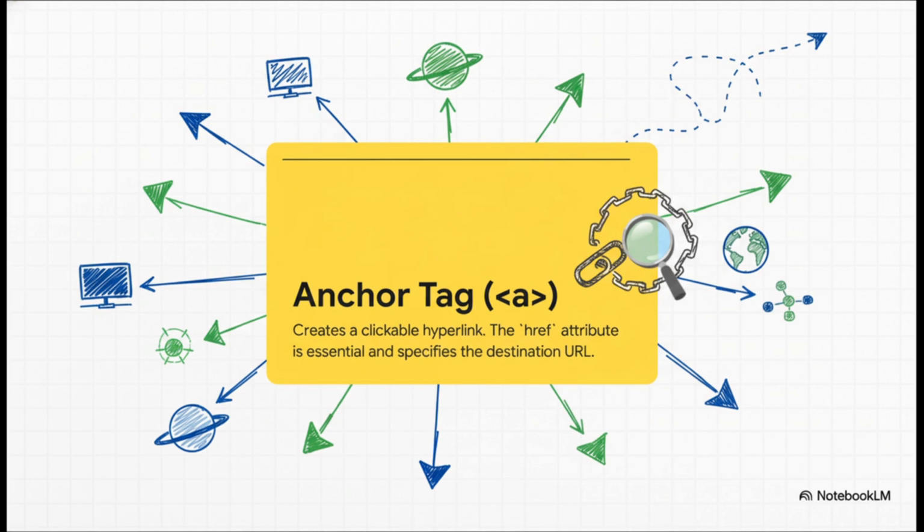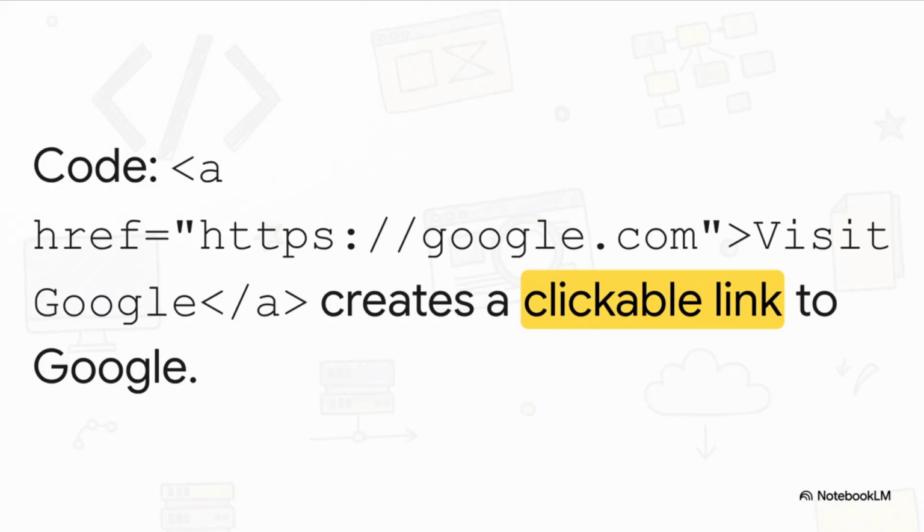We create those with the anchor tag, or A. But a link is pretty useless if it doesn't go anywhere. So it needs an extra piece of info called an attribute. In this case, it's the href, which basically tells the browser the address of where this link is supposed to go. So we give it the destination with href, and then whatever text we put between the tags is what people can actually click on. And the browser automatically turns it into that classic blue underlined link we all recognize.